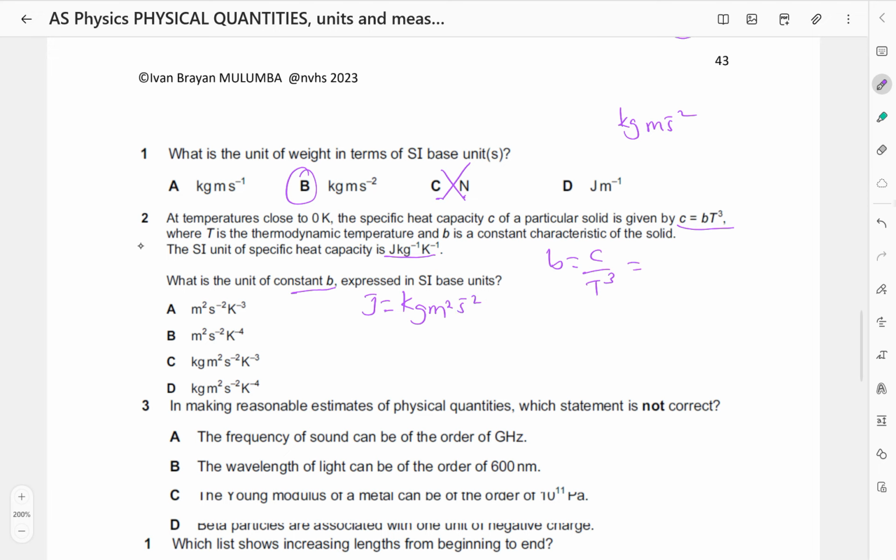So the units here will be kilogram meters squared per second squared for the joule, then per kilogram, then per Kelvin. The per kilogram cancels out. Then T cubed would be K power 3. When we simplify this, we remain with meters squared s power negative 2, Kelvin power negative 1 divided by Kelvin power 3. We subtract the powers, so it becomes Kelvin power negative 4. It is negative 1 minus 3, which is negative 4. So our answer is B.